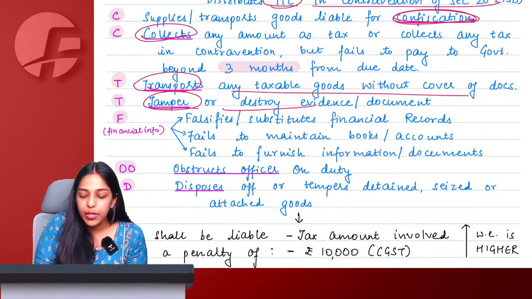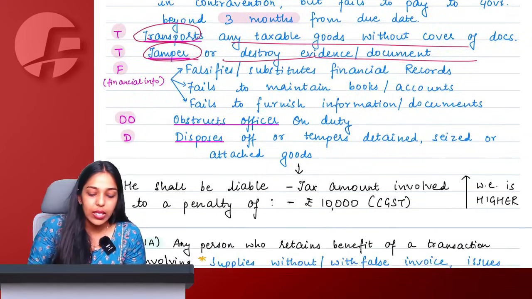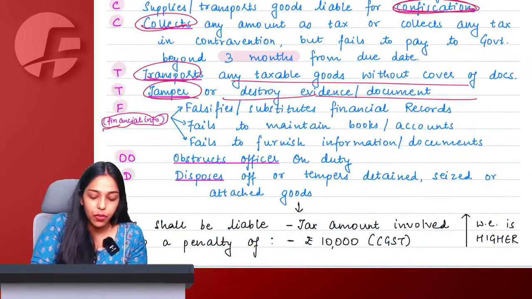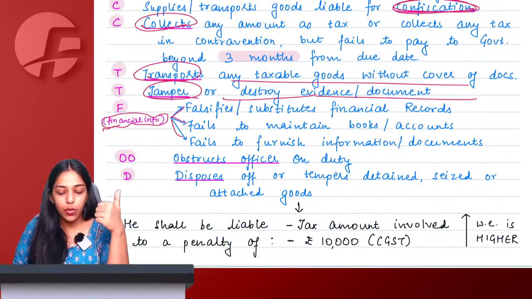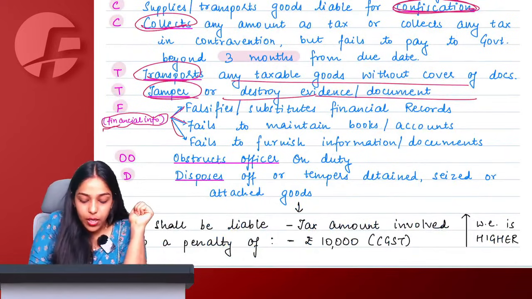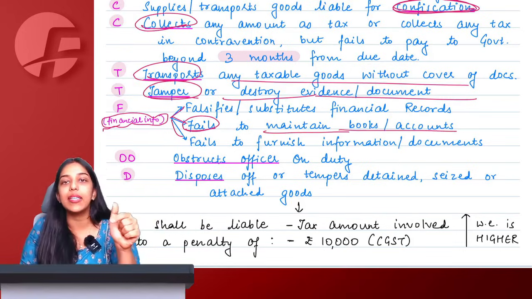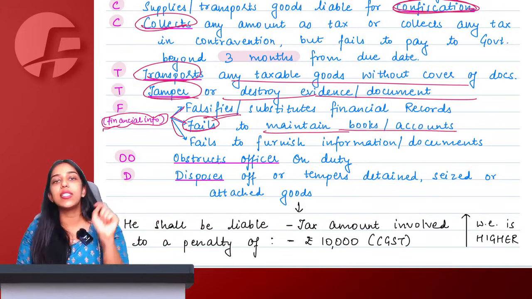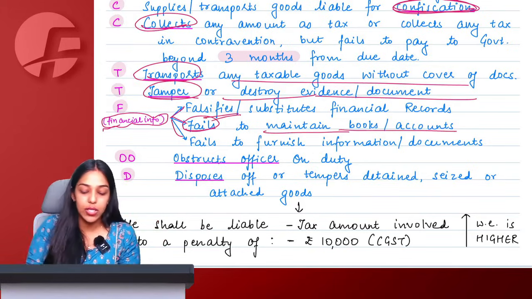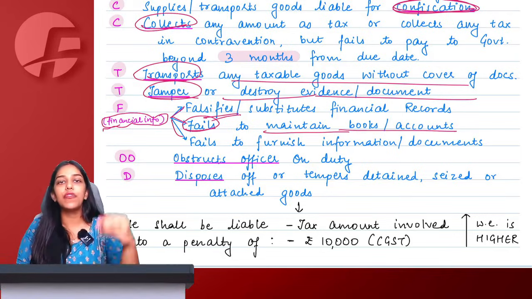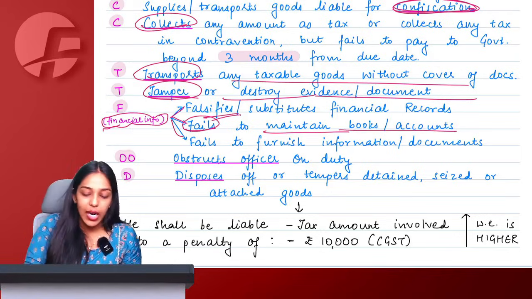Then you are tampering or destroying any evidences or documents. Then F is F for financial information. Again, for financial information, we have 3 points. 1, you are not maintaining accounts records only. So you are failing to maintain accounts records. Then we are saying we are maintaining, but they are false. So we are falsifying or we are substituting the accounts records. Or last point is, even if we are maintaining, they are true also, but we are not furnishing them when the officer is asking. Understand the 3 points.